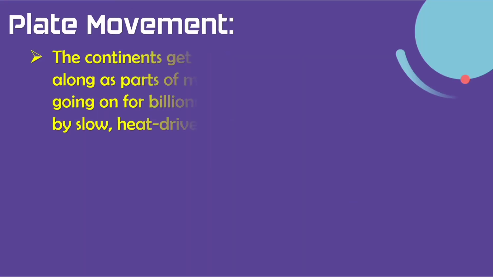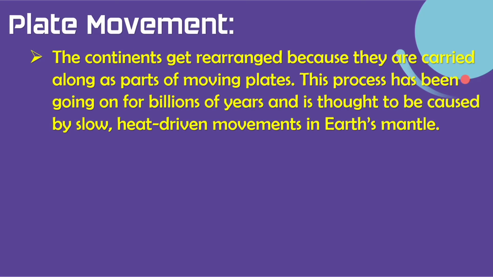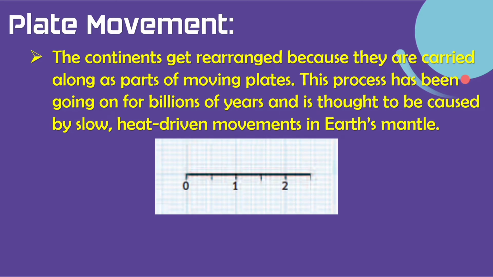Plate movement. The continents get rearranged because they are carried along as parts of moving plates. This process has been going on for billions of years and is thought to be caused by slow heat-driven movements in Earth's mantle. Plates typically move at a rate of about 2.5 cm in a year. That's about as fast as your fingernails grow. Some move faster, up to 10 cm in a year.